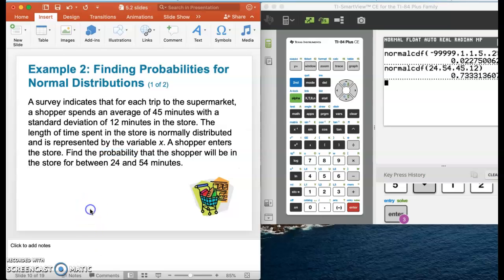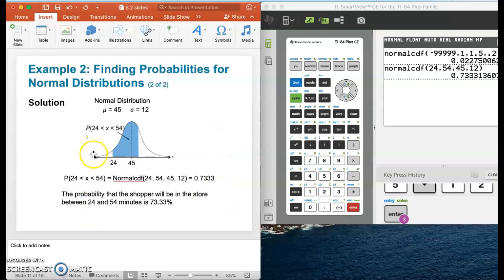If I look at the solution, you can see the curve. We're trying to find this area between 24 and 54 that's shaded in blue, and we end up with a probability of 0.7333, which means the probability that the shopper will be in the store between 24 and 54 minutes is 73.33%.